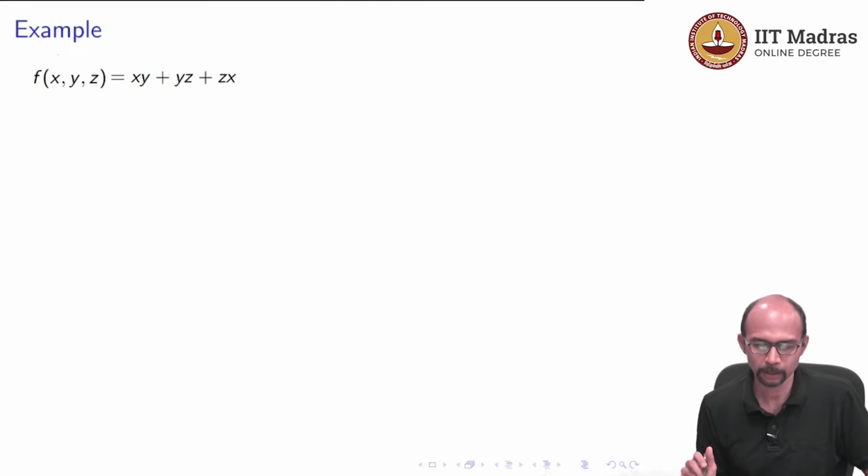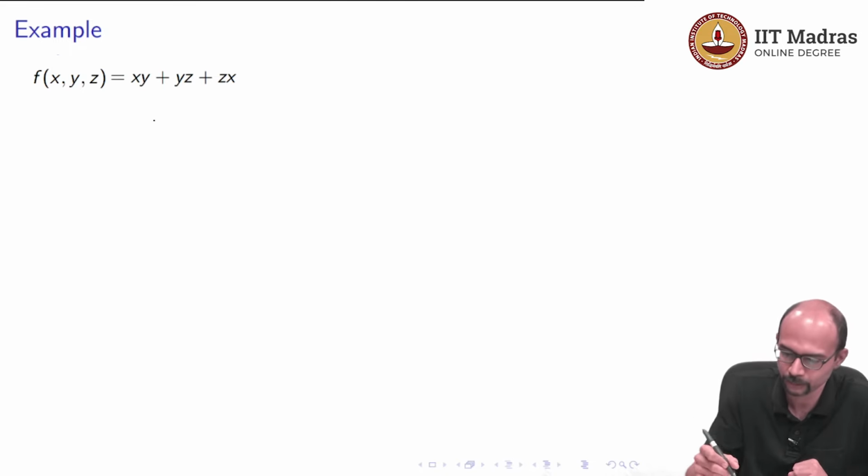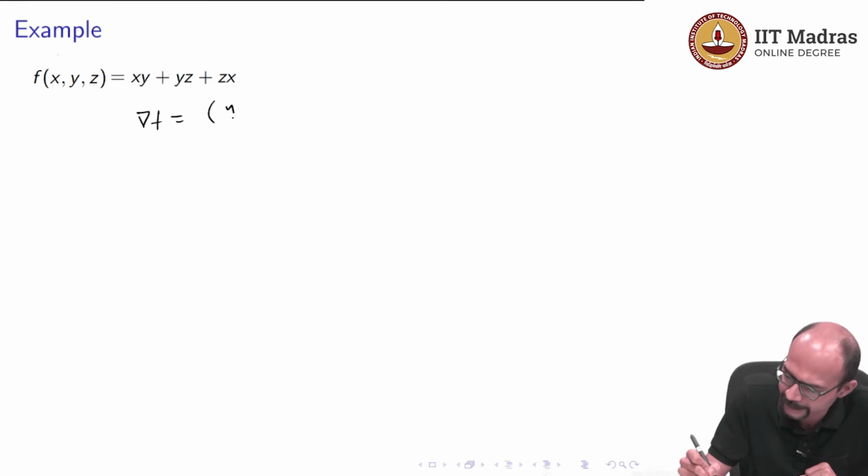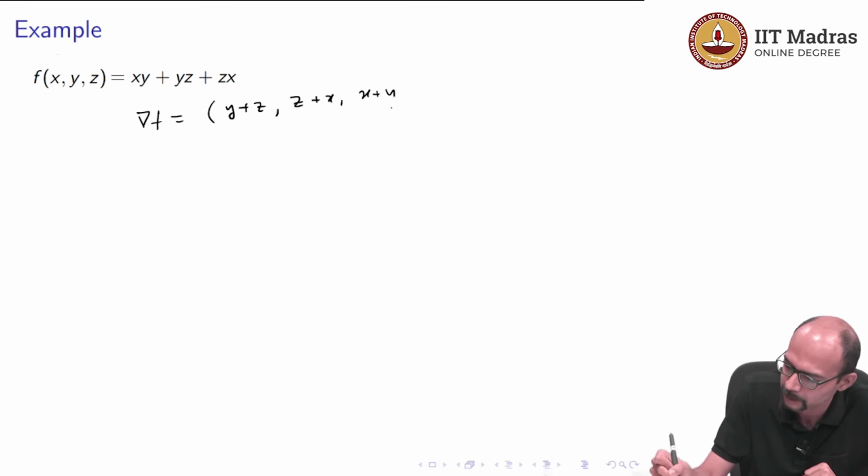Okay, let us do a couple of examples of computing this. So, here is f(x, y, z) = xy + yz + zx. So, for the gradient of f, we have actually computed the gradient and the Hessian. So, the gradient here is (y + z, z + x, x + y). So, you equate this to 0.